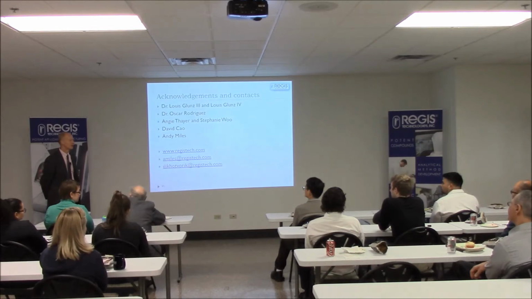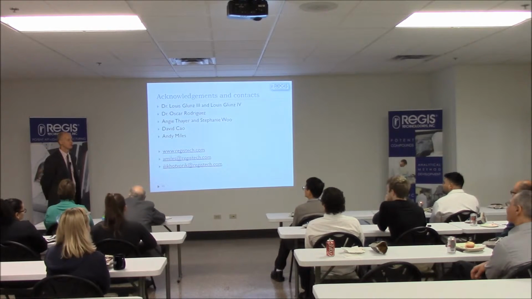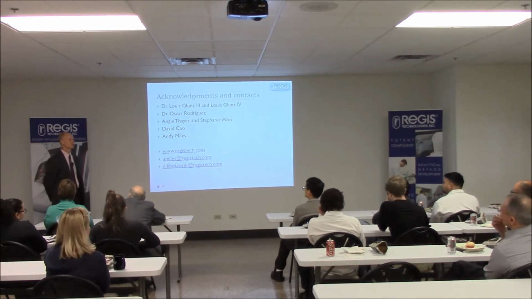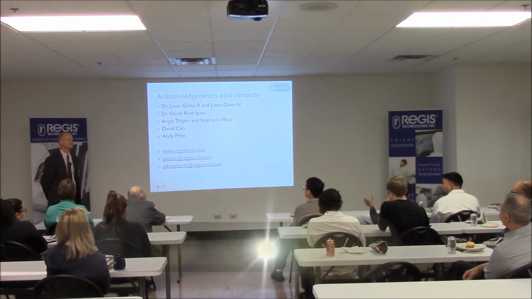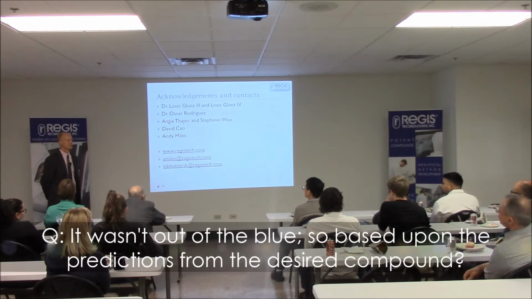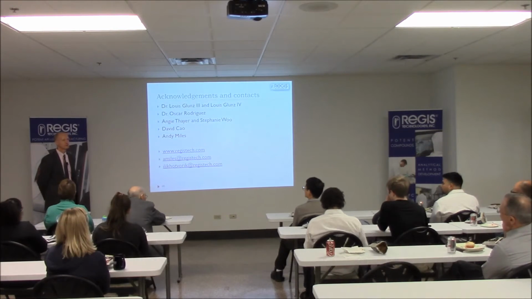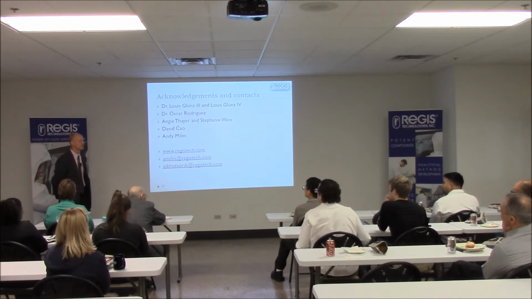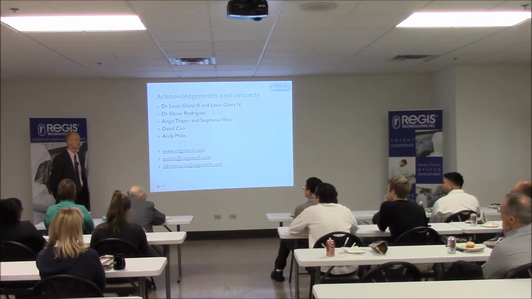And obviously NMR showed that somehow we have a couple of protons missing, so they should be somewhere, because the mass spectra shows they're here. It wasn't out of the blue, it was based upon the predictions from the desired compound. But again, I would mention that FTIR is a very inexpensive method of analysis, and it's always good to have it alongside.